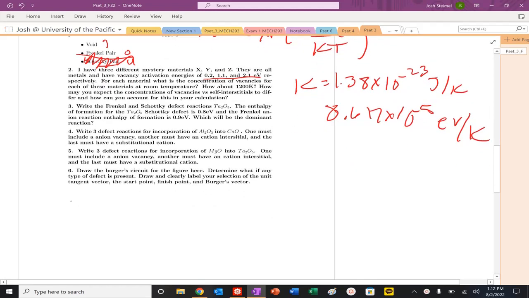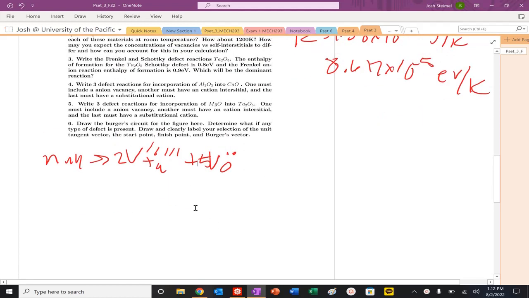So, for the Schottky, we'll have null goes to vacancy of Ta plus vacancy of oxygen. That's always going to leave the 2 plus here. Vacancy here is going to be 5, 1, 2, 3, 4, 5. There's going to be 2 of these, there's going to be 5 of these, and we're done. So for the Frenkel, this is the Schottky right here.